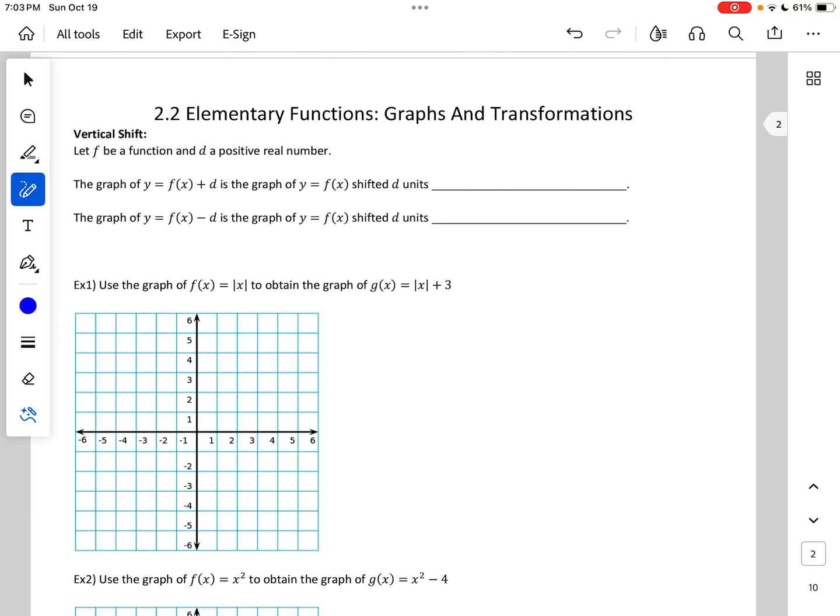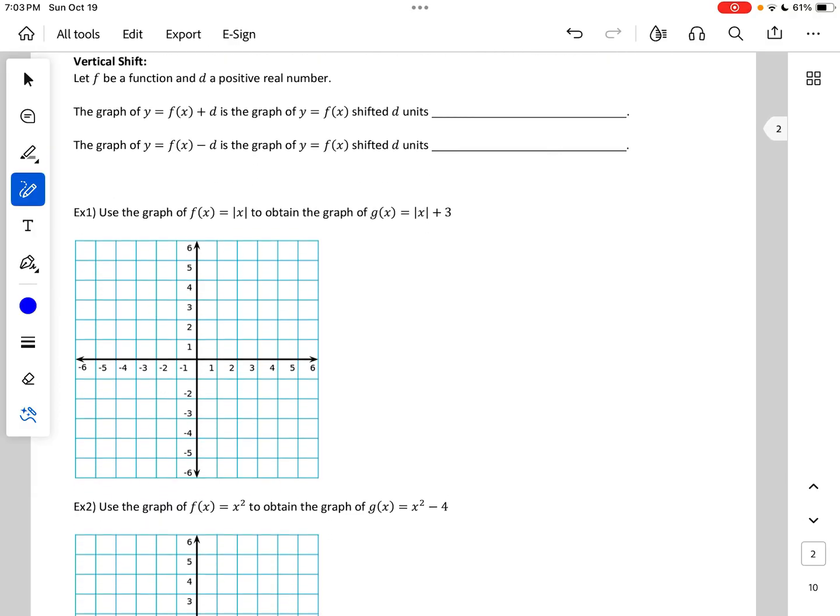So let's go through these fairly quickly. So the graph of y equals f of x plus d is the graph of f shifted d units, what? Up, right? Because we're not in with the x. If it was in with the x, it would be in this parentheses with the x. It's a d, it's on the outside, so I'm dealing with vertical transformations up or down. Minus d will be d units down.